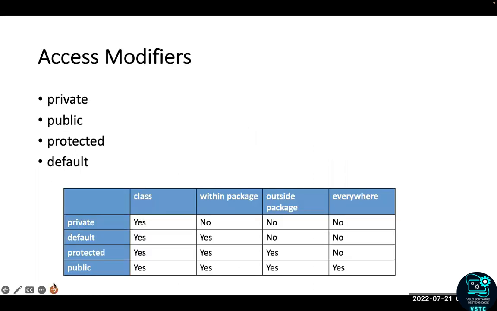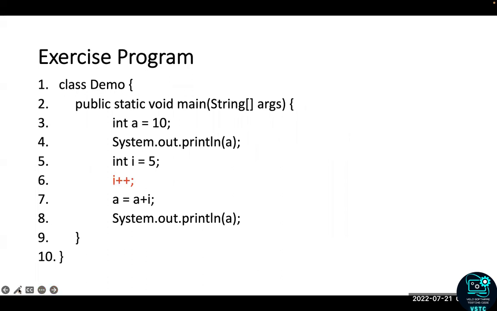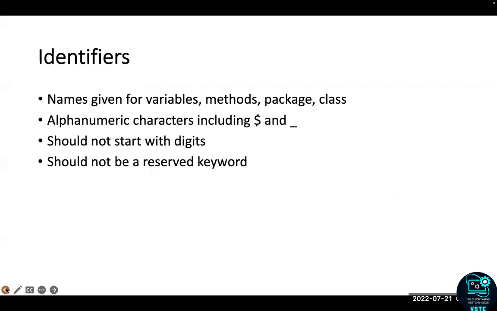Okay. The next one, for now I'll skip this slide. We'll come back to this slide once we discuss what a variable is. Now we have seen that an identifier is a name given for a variable. But what is this variable? What is a method? What is a package? What is a class? We'll discuss all these things one by one. For today, we'll see what a variable is.